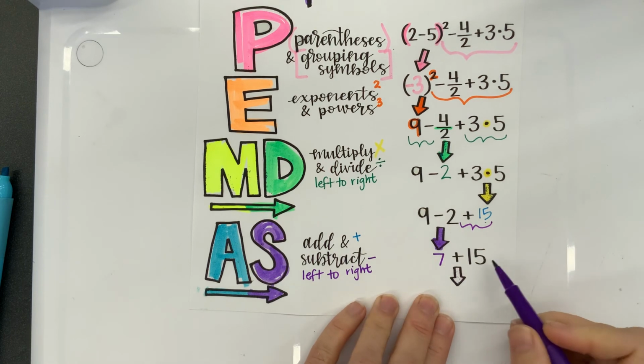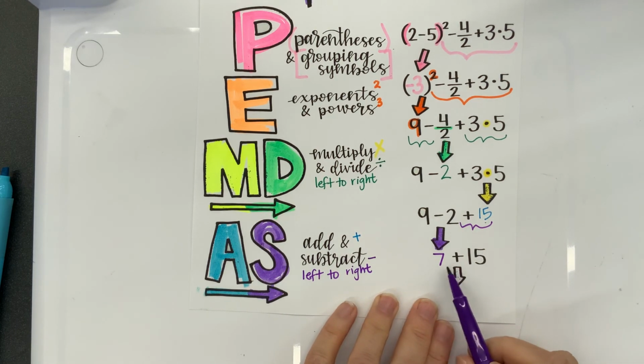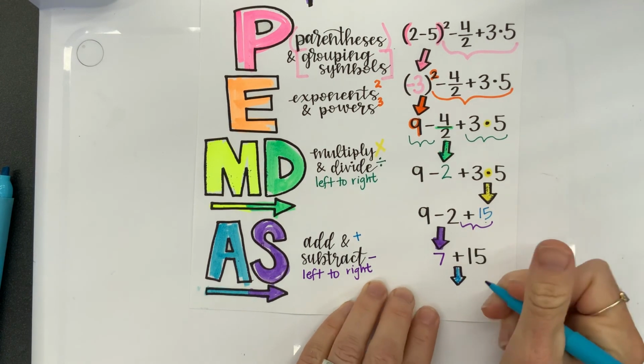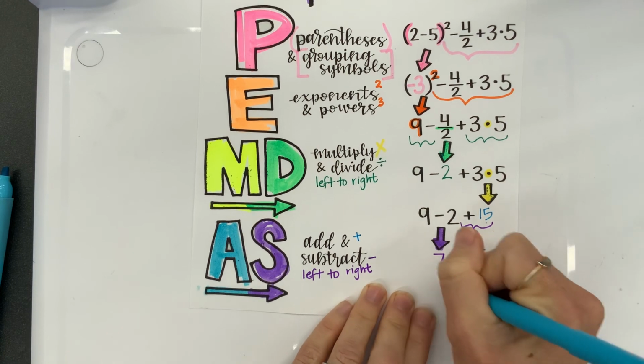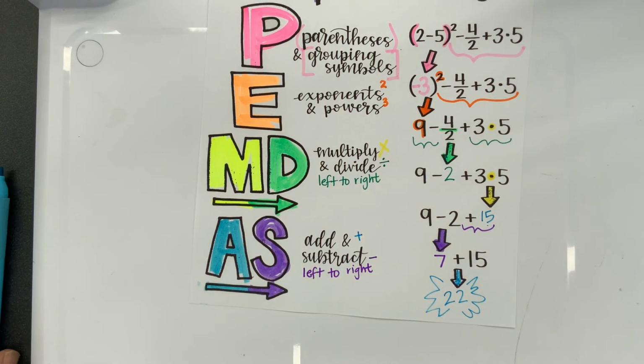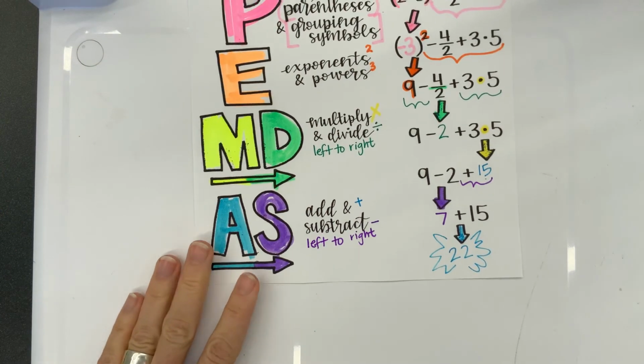Write that down. And now I'm going to do my last step, 7 plus 15, which is going to give me 22. Ta-da! And that's how you do the order of operations.